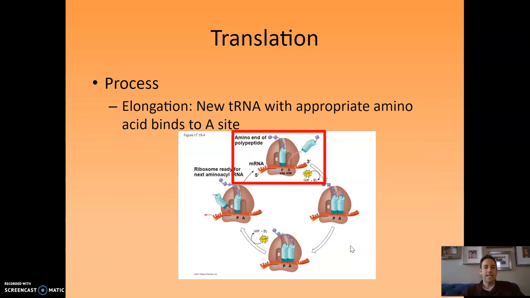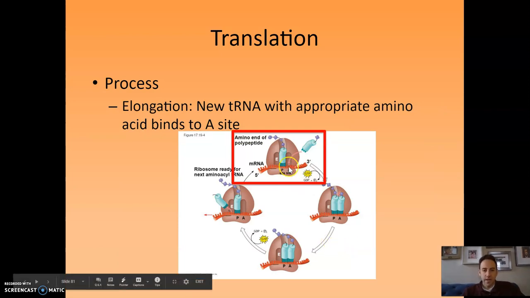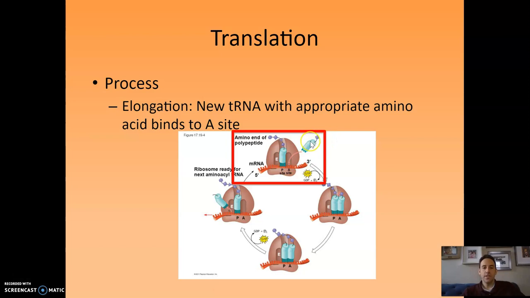Then what happens is elongation occurs. There's a 3-base codon inside this A site now. And so the new tRNA with the appropriate amino acid, based on its anticodon that will fit and match complementary to this, will come in. So now that new amino acid is brought in, again, based on that 3-base codon.